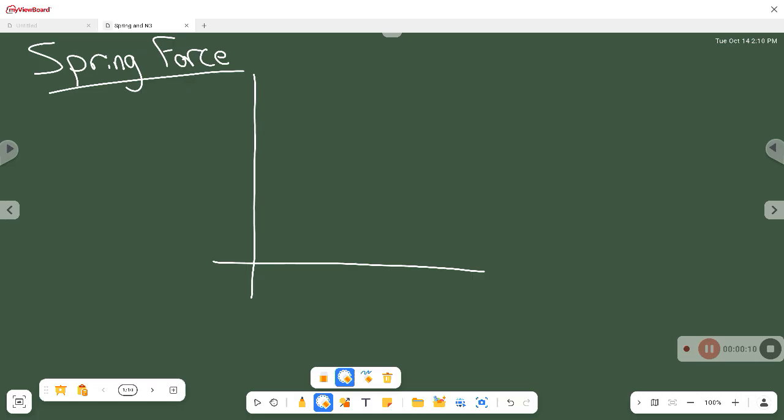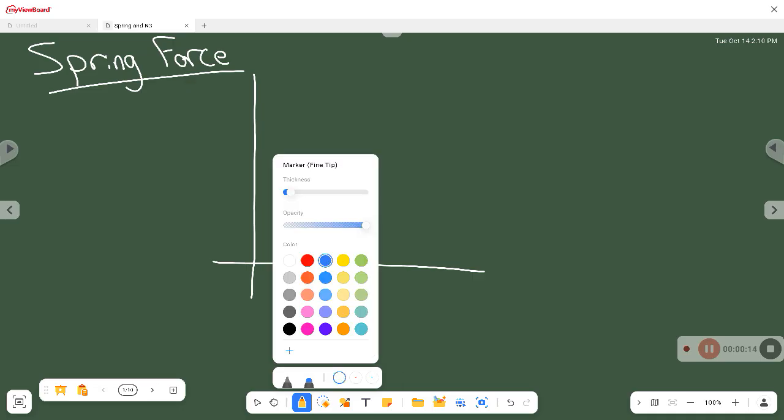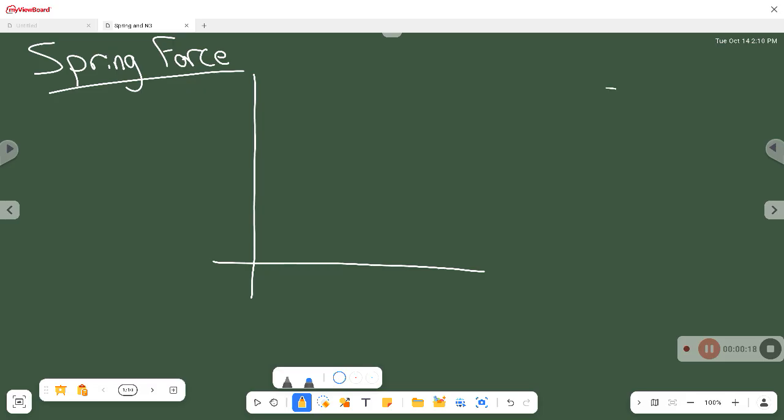So, starting with spring force, we are going to talk a little bit about that lab that we completed in class. If you recall, we had a spring with a little mass attached to the end of the spring. We were putting on different amounts of mass, calculating the force of gravity that we were applying from the mass, and then measuring how much the spring stretched out, right?